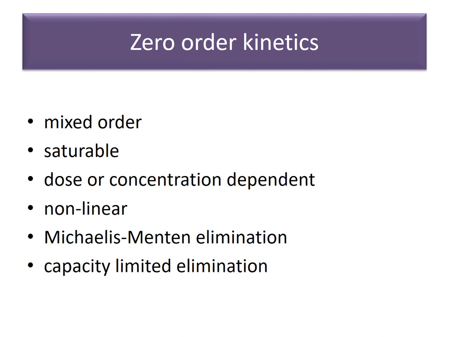Zero order kinetics is also known as mixed order kinetics and it is saturable. So when a large amount of drug undergoes zero order kinetics, it takes so many hours to eliminate the whole amount, and the T half will not be constant. But in first order kinetics, we can tell that within 5 T halves, a majority, that is 97% of the drug, will be eliminated. In zero order kinetics, we can't tell that after 5 T halves the drug is fully eliminated. Okay.